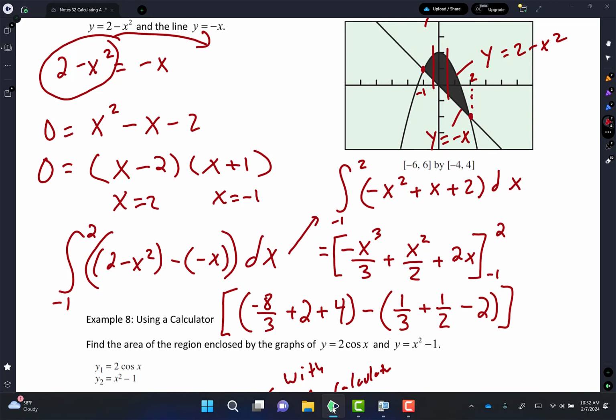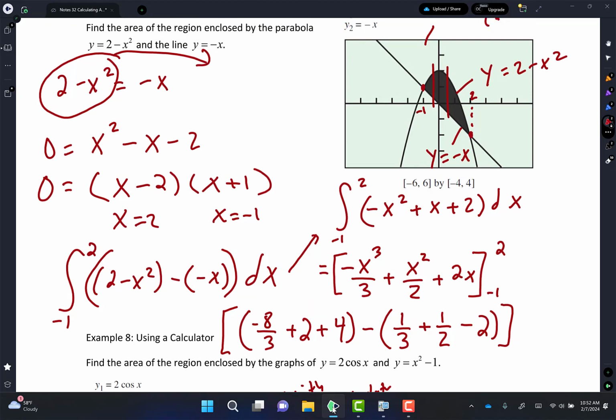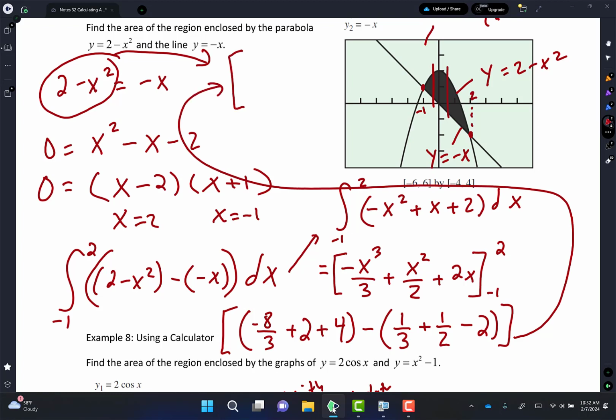I don't know if I can do this. Yes, you can. I'm going to move all this to this little blank space that I have there. Sorry that it's getting super busy here. So I see that I have -8 thirds, and then 4 plus 2 is 6. And then this I can do pretty fast: 1/3, 1/2 minus 2. That's -1.5, which is the same thing as -3/2.